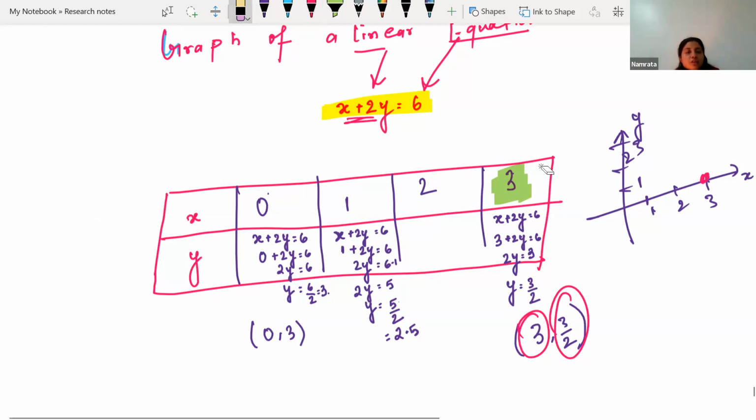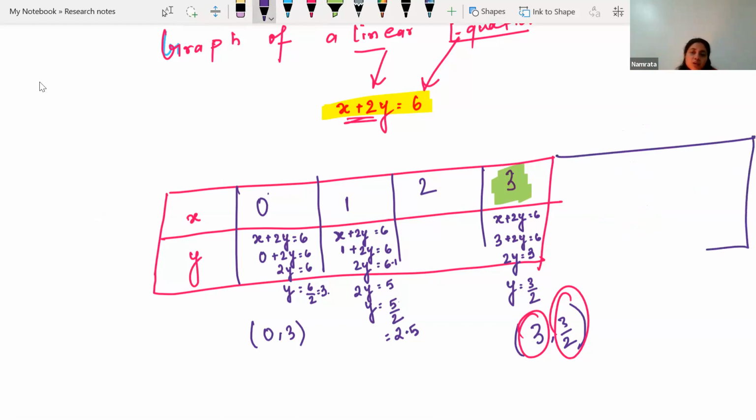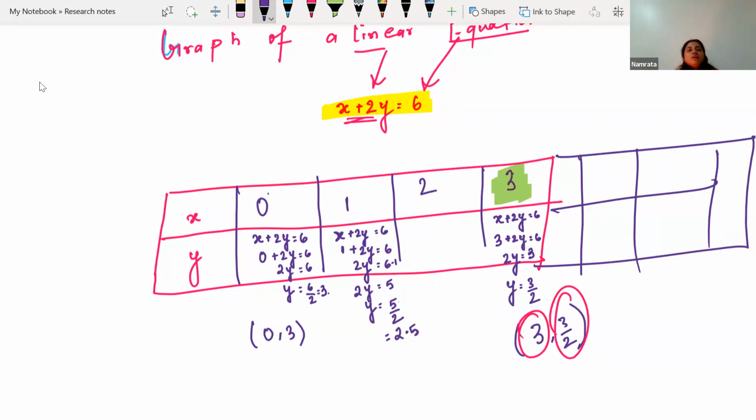We can find 4 solutions, 5 solutions, 10 solutions, 20 solutions. We can create any number of solutions. So rather than drawing this box 4 times, I can draw it a few more times. But we want to create at least 4 such points, which will be easier to locate. That's it. So the first point you can see is 0 comma 3.